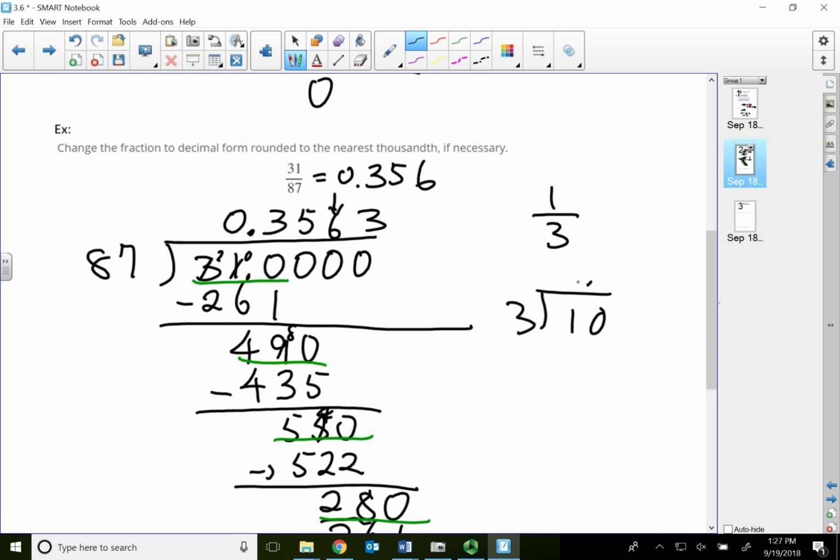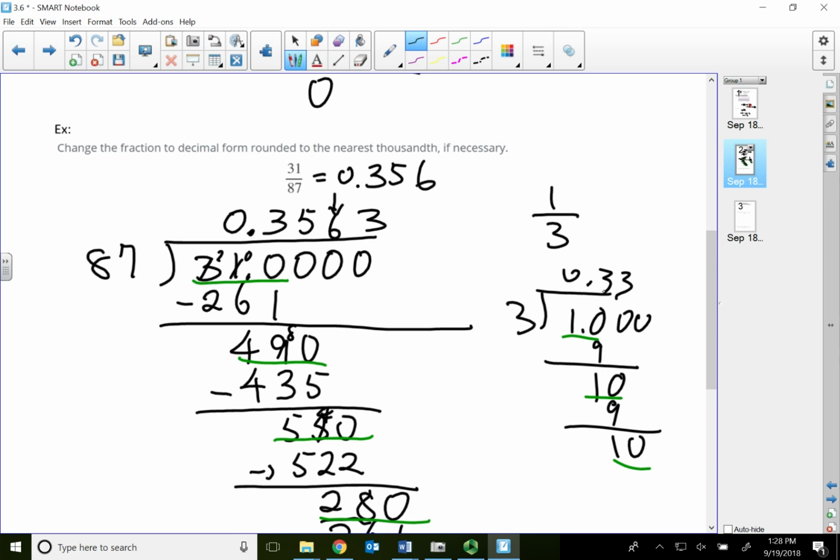3 cannot go into 1, so 0 times. So 3 going into 10, 3 times is a 9. So I'm repeating myself with 3s now. 3 times 3 is 9. That's 1. Bring down another 0. So I'm constantly having this same number up top here. So that's the repeating pattern.